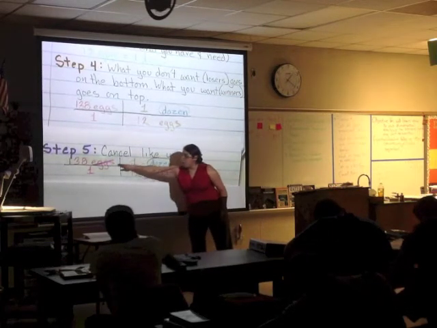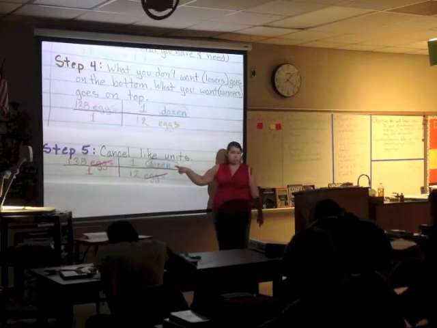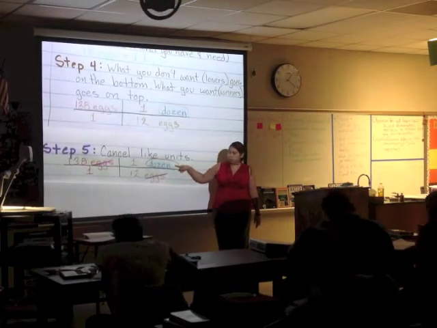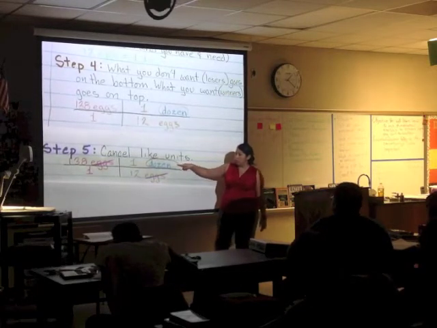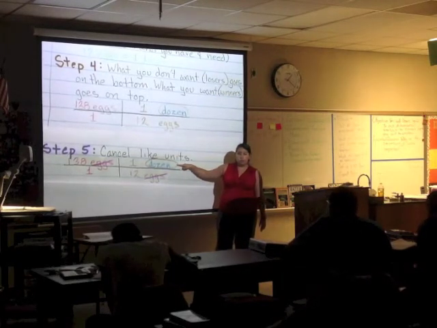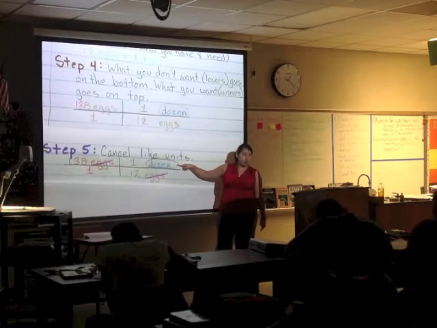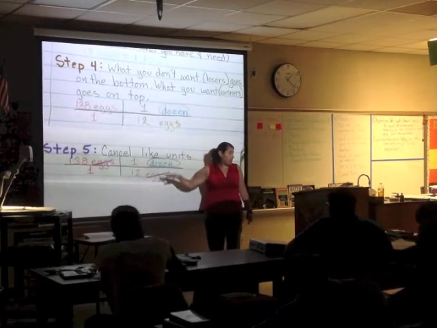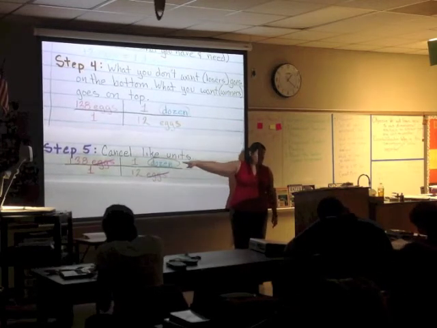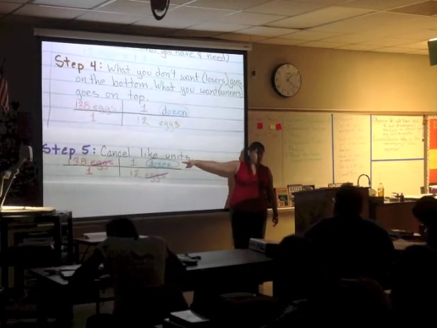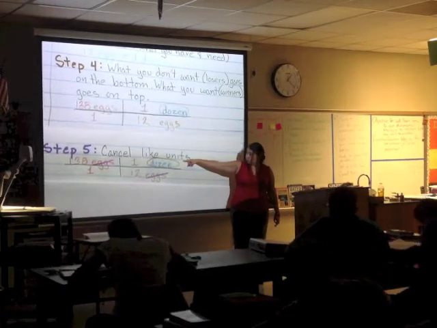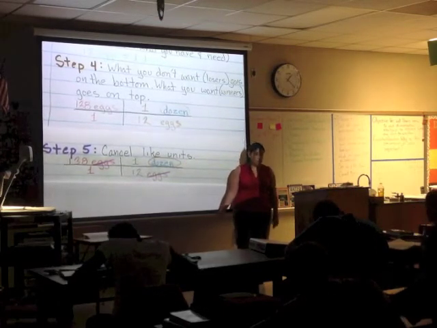Now, when I cancel these, can I cancel dozen also? I can cancel dozen? Yes, no, maybe? Okay. I canceled eggs because I have 1 at the top and 1 at the bottom, right? Can I cancel dozen? No, because do I have dozen at the bottom? No. So I can't cancel it. It's still there.